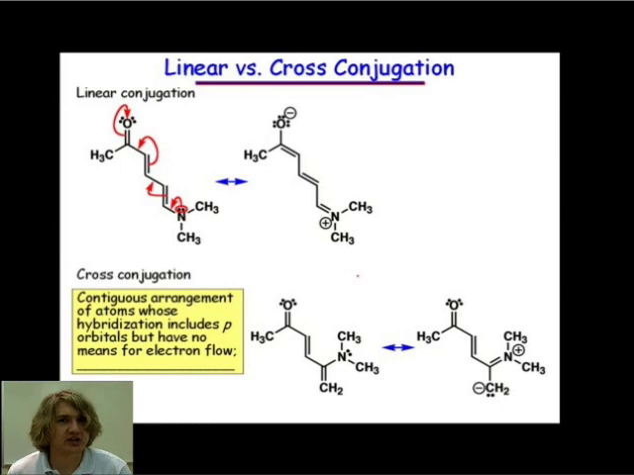Now a cross-conjugated system, an example of that is shown here. Just by a change in position of our nitrogen from one carbon to the next, we create this cross-conjugated system. Cross-conjugation is defined as a contiguous arrangement of atoms whose hybridization includes p orbitals, but there's no means for electron flow, which we can also call broken connectivity. This connectivity leading from our lone pair, our electron source, to our oxygen, our electron sink, has been broken.